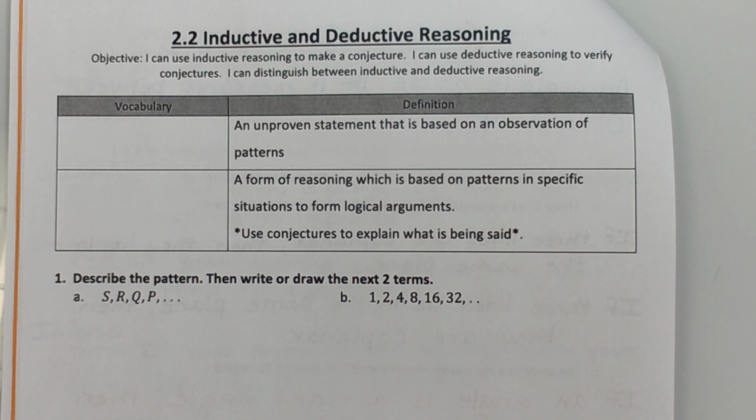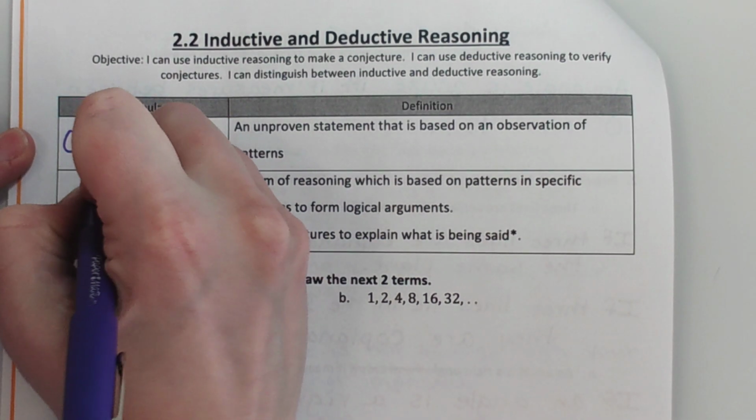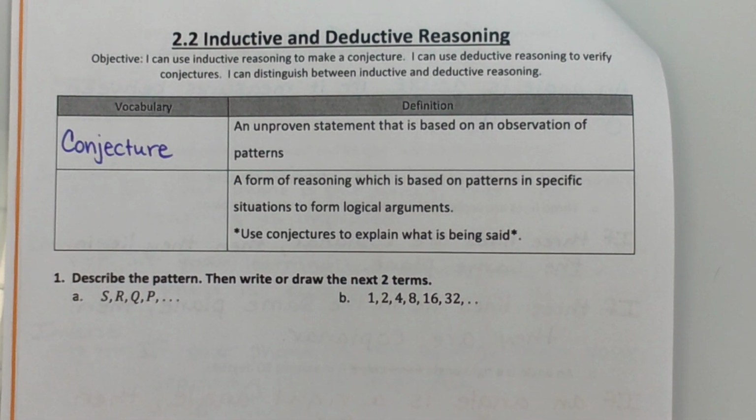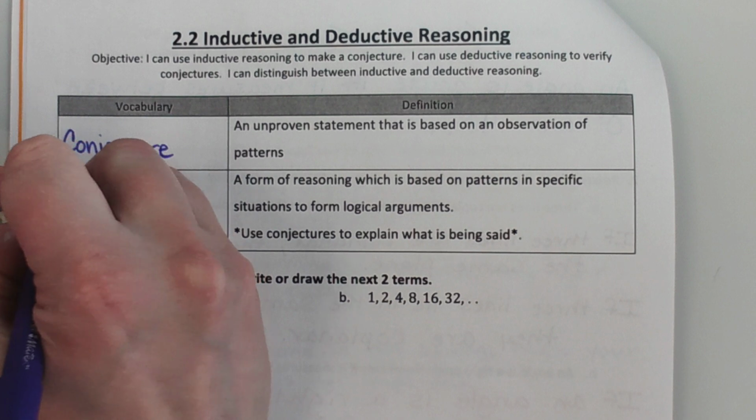Today we're talking about reasoning skills. Reasoning skills is the logic that you use to back up arguments. Generally speaking, when we say things that we believe are true, unless they are facts, they often start off as what is known as a conjecture. It's an unproven statement based on observations and working with patterns.